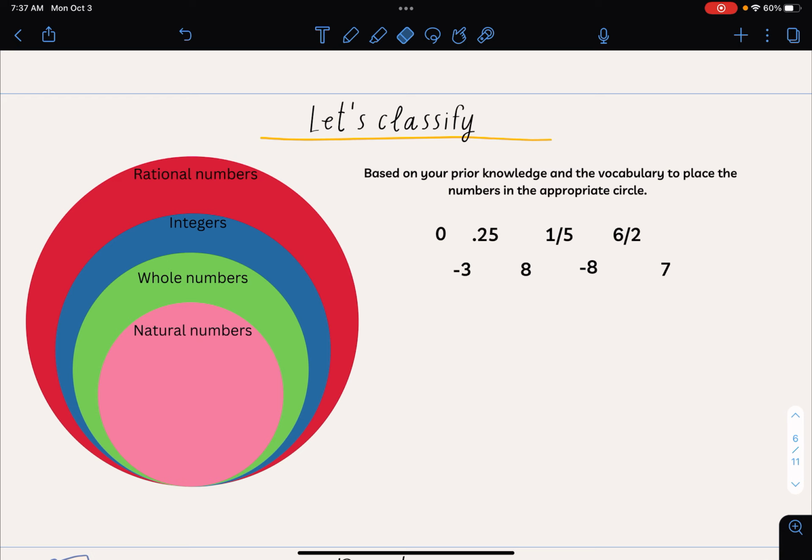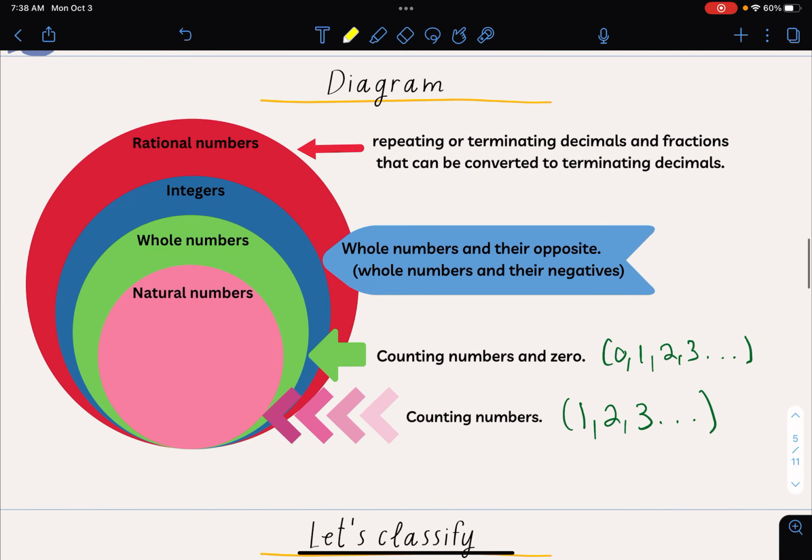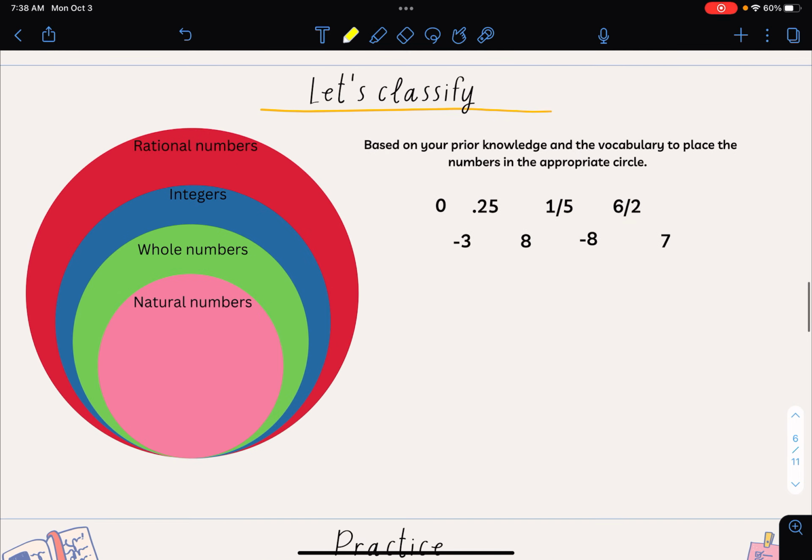So our first number would be 0. Where do you think 0 would go? If you look at your notes previously, where would 0 go? Yes, 0 would go in the whole numbers. So we would put 0 there. We're done with 0. We have 0.25. That's a decimal, so that would go in rational numbers. That is correct. And we also know that would go into rational numbers because it could be turned into a fraction. And then we have 1/5. 1/5 is also a rational number.